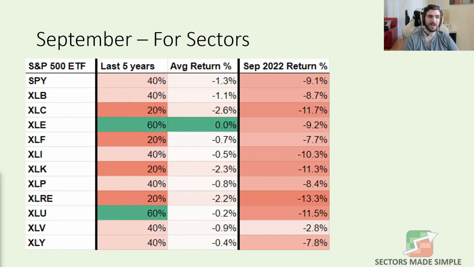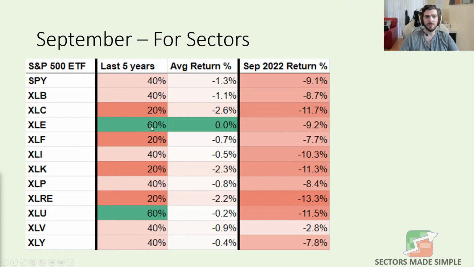What I did was I looked at the S&P 500 over the past 10 years and 5 years and tried to say, okay, what is the probability that that sector goes up or down? And not just that, what's the average return? Because that's the one thing that we don't get with those other tables. We don't get return, we just get probability. This is return.